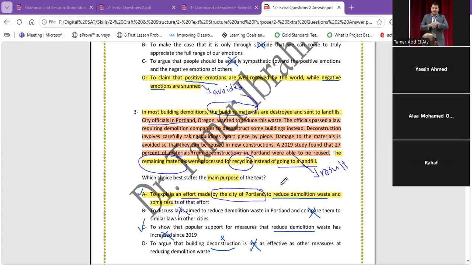So the remaining, that means he didn't talk about increasing or decreasing. Right? And he mentioned here that a 2019 study found 27% of material.